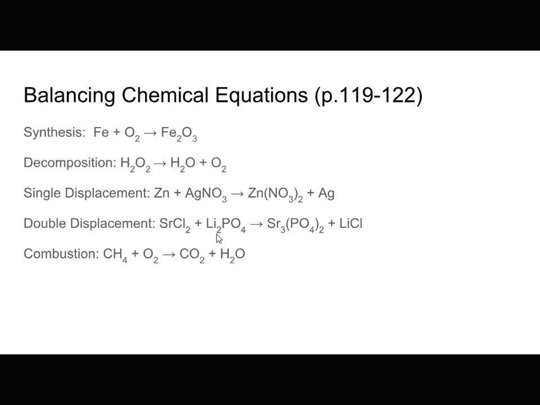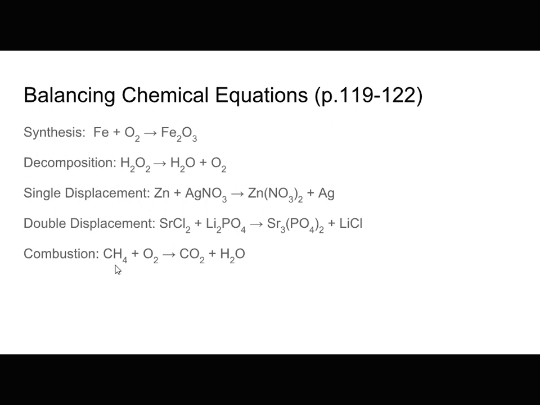By the way, it looks like I made a mistake. Lithium phosphate should actually be Li3PO4. So if this was a 3 then, I'd need a 6 there and everything would be balanced. So again, this formula right here, it looks like was incorrectly written. It should be Li3PO4.